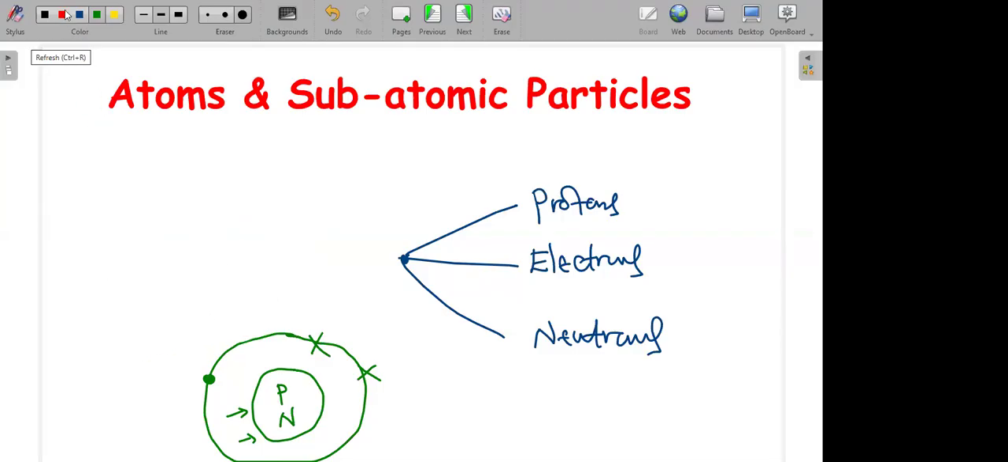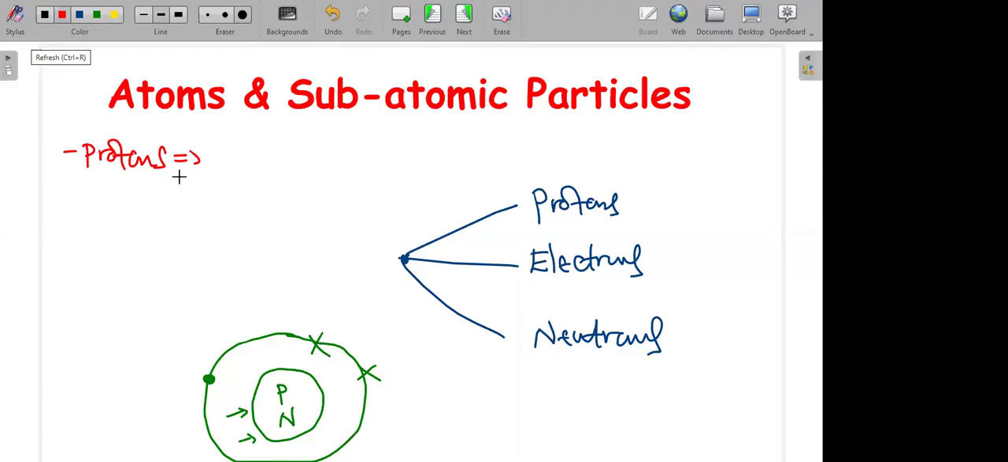Okay, so the protons, we know that these protons are the positively charged particles of this what? Atom. They are the positively charged particles of the atom, and they are found in the nucleus, and they have a relative mass of 1. So the protons are just the positively charged particles of the atom. So what is their importance?